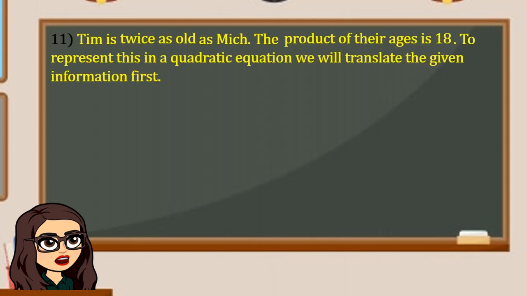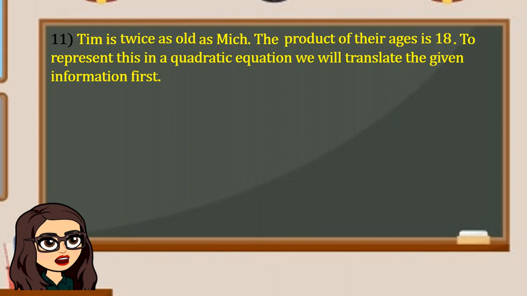For the last example, we have Tim is twice as old as Mitch. The product of their ages is 18. To represent this in a quadratic equation, we will translate the given information first. So, nakalagay, Tim is twice as old as Mitch. So, ibig sabihin, whatever the age of Mitch, mumultiply lang natin yun sa 2, yun yung magiging age ni Tim.